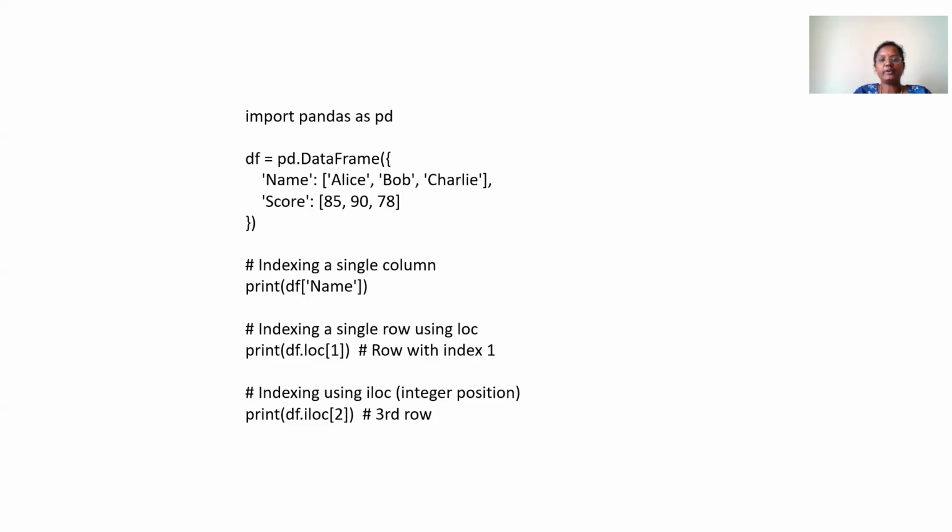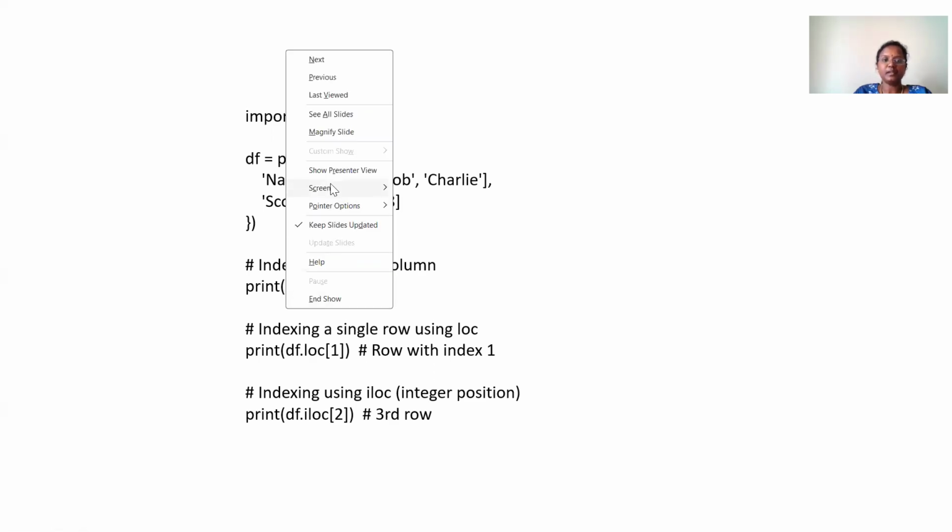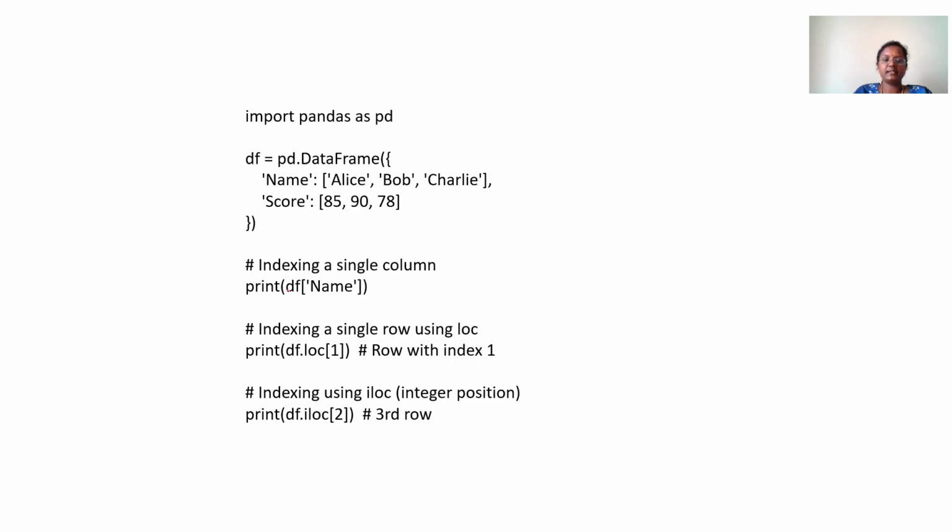So if you want to extract a single column, you want to extract the name alone, you want to display Alice, Bob and Charlie, at that time you can go with the indexing of a single column. For example, here you can see print, where you want to display the name alone. At that time, you can give the data frame name alone. Inside the quotes, you have to give the bracket, you have to give it carefully.